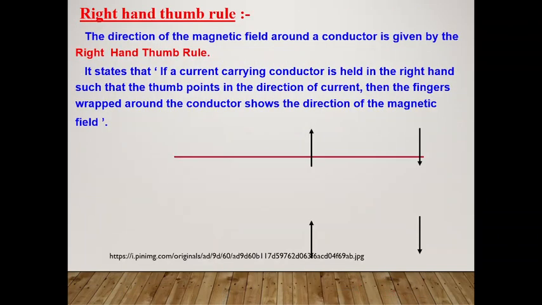Let's now talk about the right hand thumb rule. This is very simple. The direction of the magnetic field around a conductor is given by the right hand thumb rule. It states that if a current carrying conductor is held in the right hand, such that the thumb points in the direction of current, then the fingers wrapped around the conductor show the direction of the magnetic field.